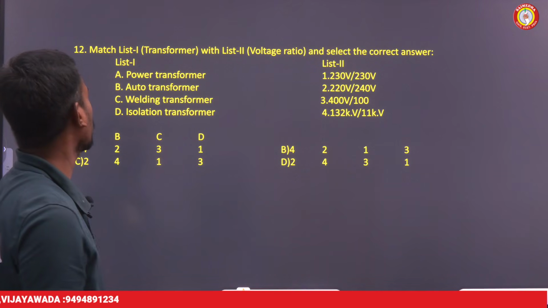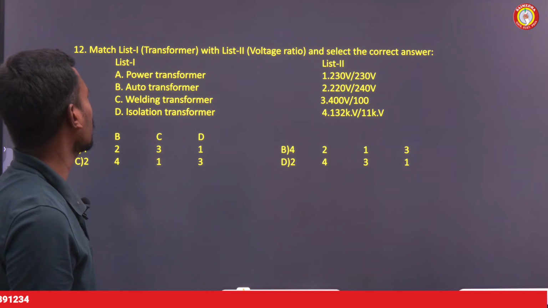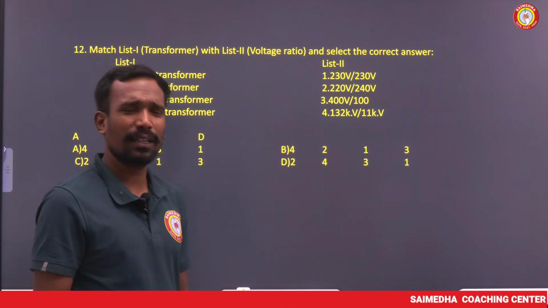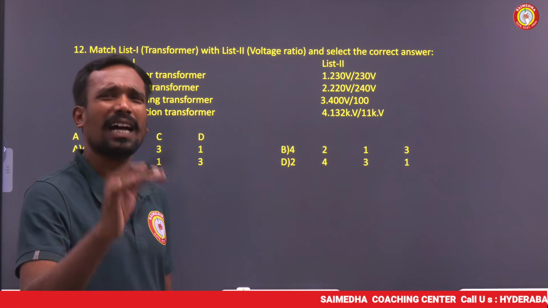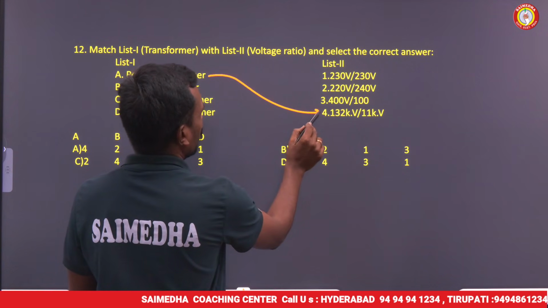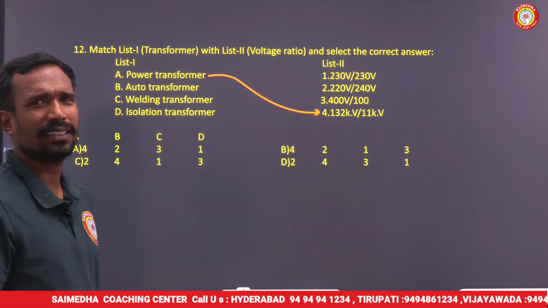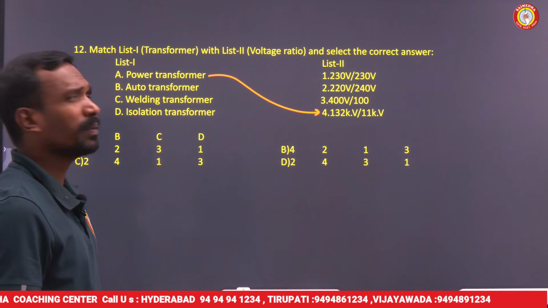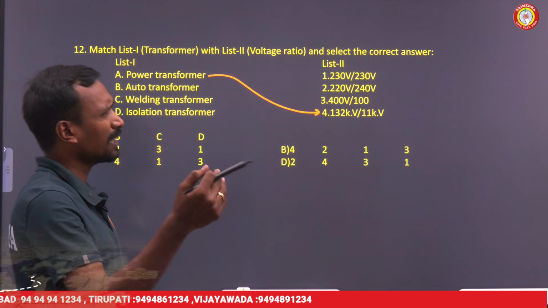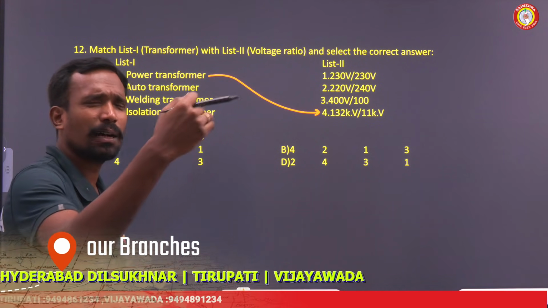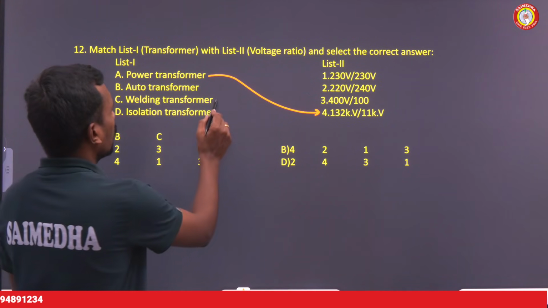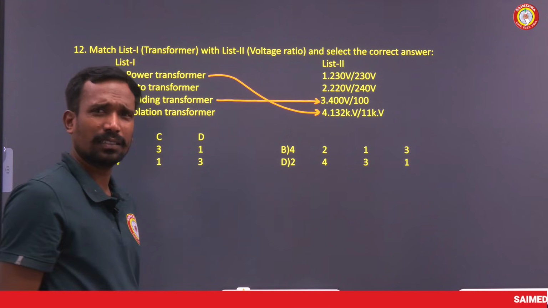Let's see the match the following. List 1, list 2 is there. Which of the following is a power transformer? Generally the power transformer, which we use in generation and transmission, is a high voltage transformer. Which is suitable for power transformer? The only one we have is this one, which is greater than 33 kV. Auto transformer, we'll see later. Welding transformer is a step down transformer, and the welding voltage is just in terms of 100 volts, 120 volts, etc. So the step down transformer will be the welding transformer.